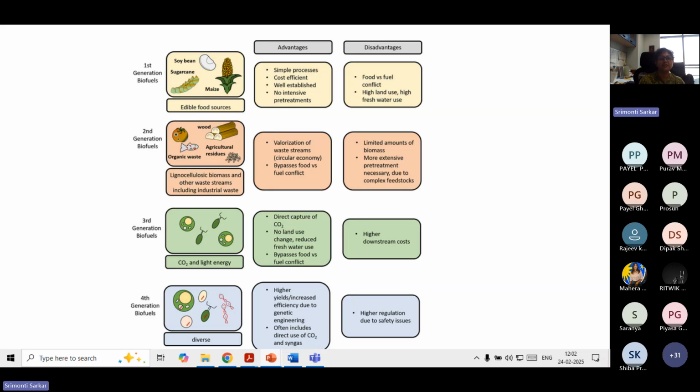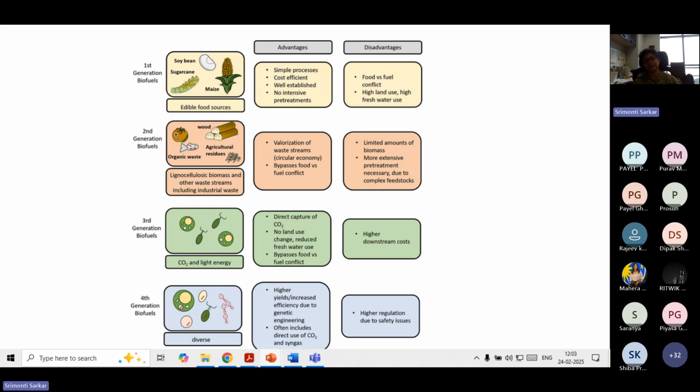That's why we moved to second generation biofuels, where we are using organic waste, agricultural residues, wood, etc. These biomasses have high lignocellulosic lignin content, and therefore they are not as efficient. The advantage was that now you're using waste, so you're increasing the pace of the circular economy because you're removing waste, and it also bypasses the food versus fuel conflict.